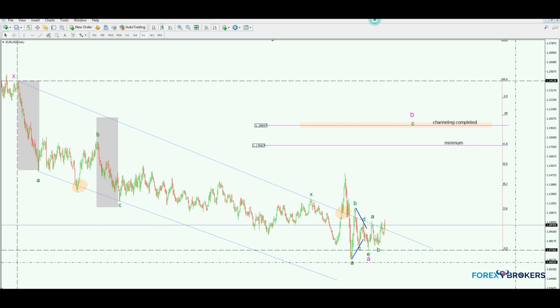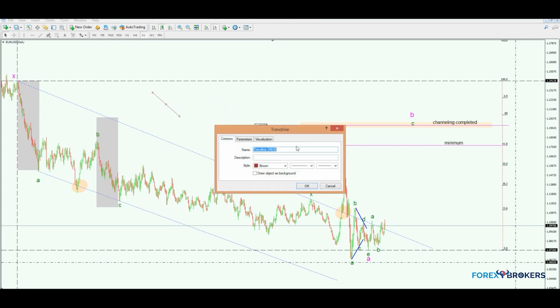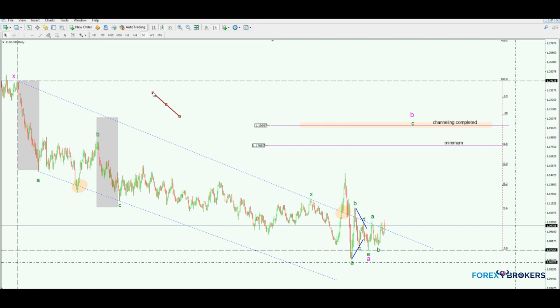On this first video, let's review a bit the theory. A double combination, in this case we talk about a double combination that starts with a zigzag, A, B, C, X wave, A, B, C, D, E. So this would be our double combination. But in theory, the theoretical part, a double combination looks like this.